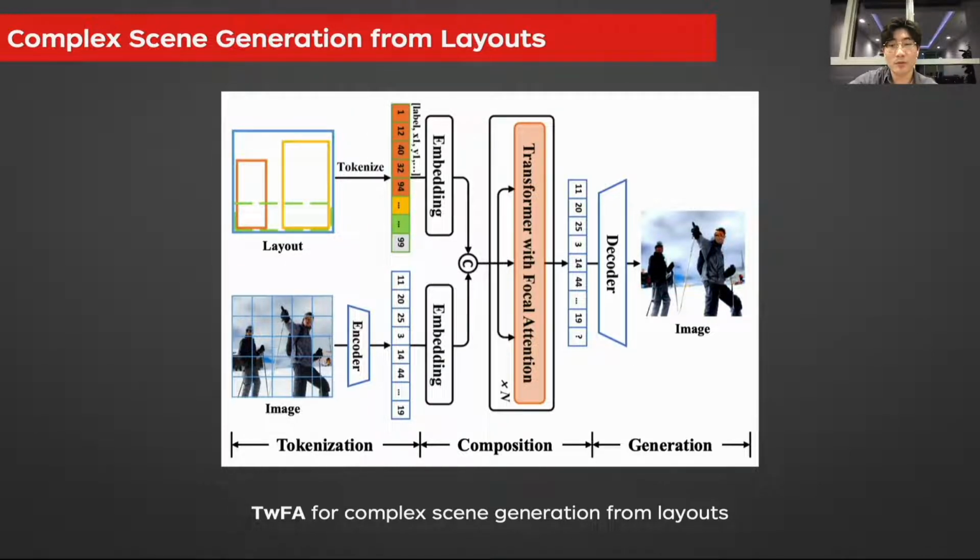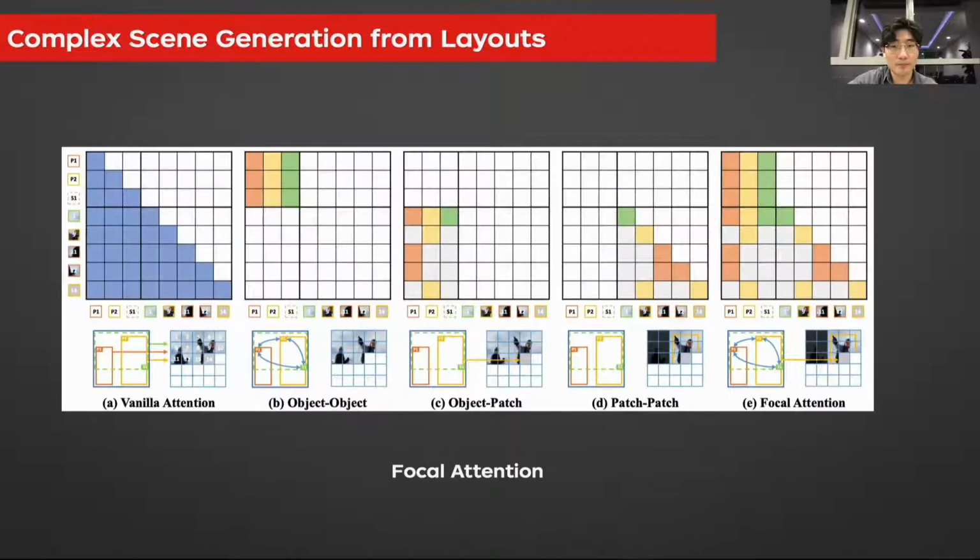This is the overall framework of the proposed transformer with focal attention, TWFA, for the layout-to-image task. Given a layout and an image as input, we first tokenize them into sequential discrete object or patch tokens by the embedding encoder. Next, we predict the next patch tokens by the TWFA, and then during inference, generate the RGB image from all predicted patch tokens by the decoder.